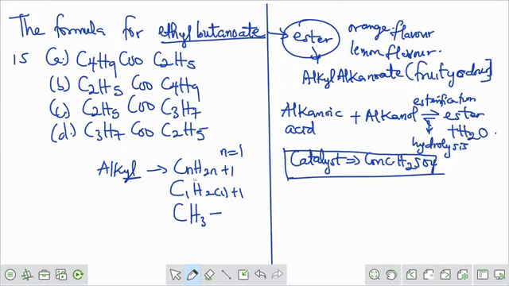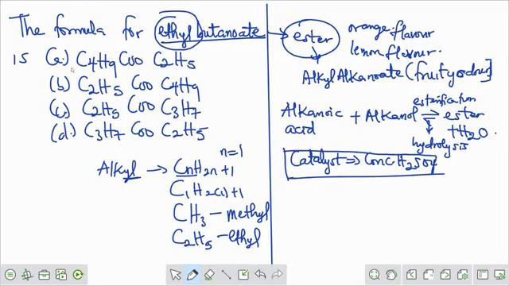methyl. The second member of alkyl will be C2H(2×2+1), 4 plus 1, that is 5, so the second member is ethyl. The third member is propyl, the fourth butyl, and so on. Now, this is how you name an alkyl alkanoate or ester. When you mention ethyl, you start from the back. So whenever I want to name an ester, I start from the back.